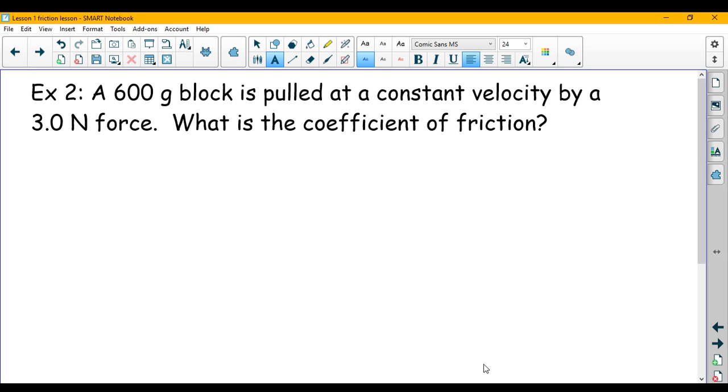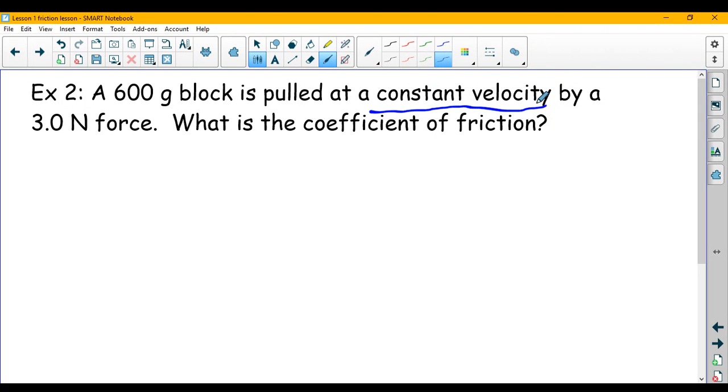Example number two, we're now looking at a different situation. I have a 500-gram block, so not a very large block, being pulled at a constant velocity, this is very important, by a 3 Newton force. And I want to know the coefficient of friction. Now, when I go to look at this, the first thing I always do is draw my free body diagram.